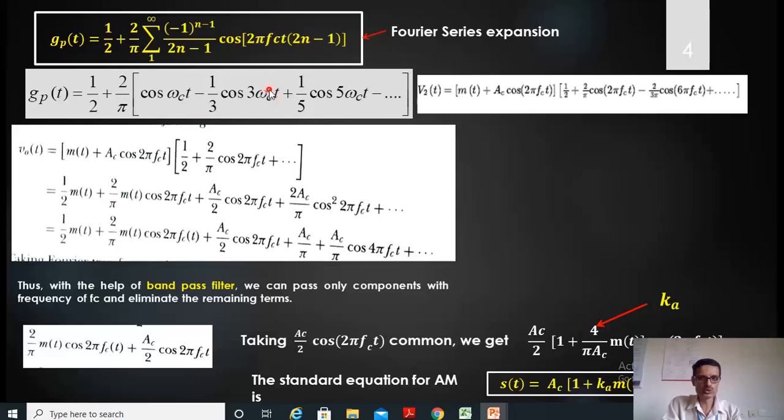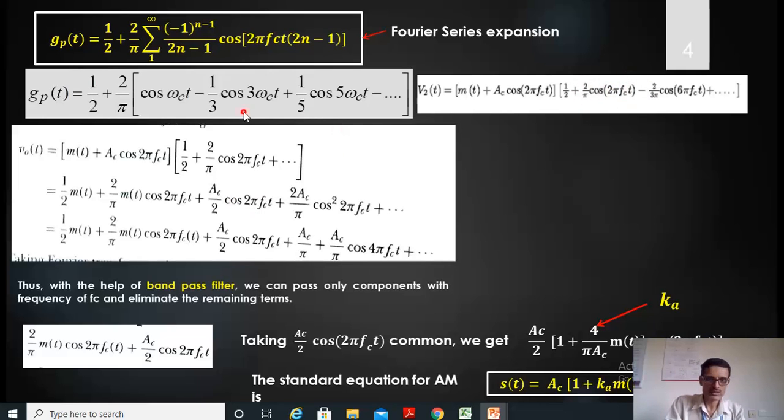For n equal to 2, I will get this term. For n equal to 3, I will get this particular term. So this is what I will get. When you multiply, I will get this particular equation. That's it, half of something. So m of t plus Ac cos 2 pi fc t is multiplied by the Gp of t, and I will get V2 of t here. So V2 of t is equal to V1 of t multiplied by Gp of t.